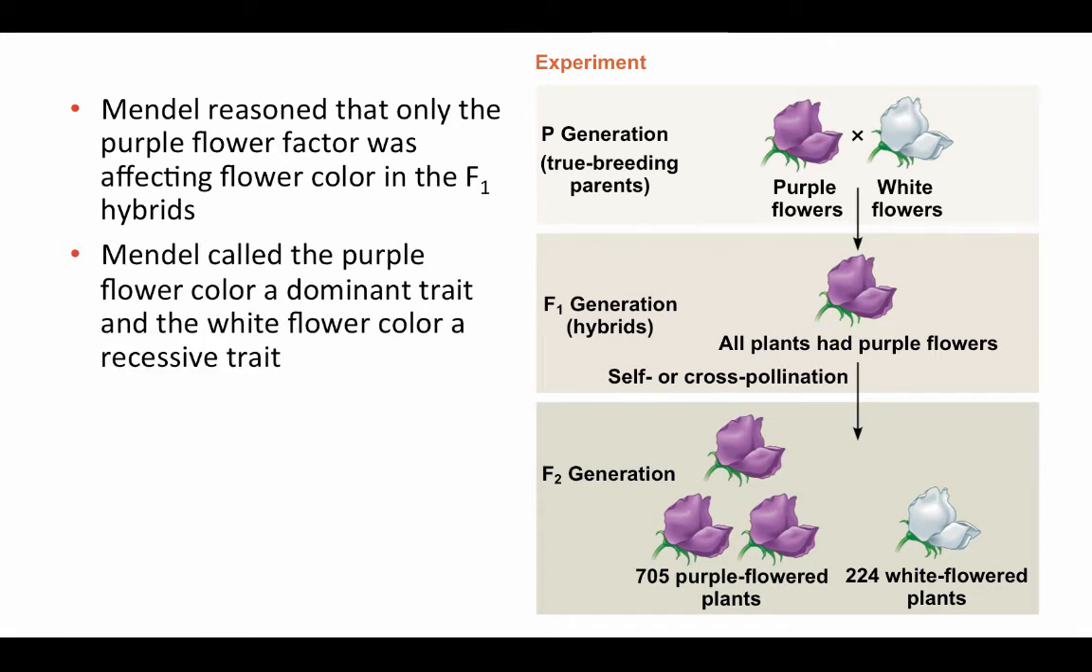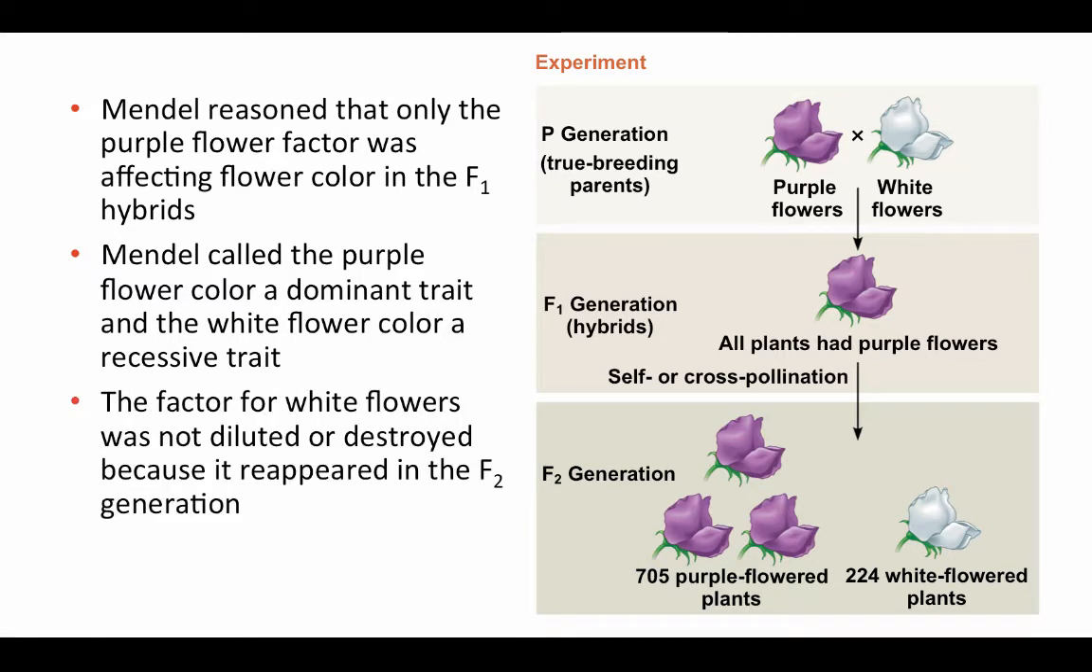So Mendel called the purple flower color a dominant trait and the white flower color a recessive trait. Recessive implies hidden. It's not being seen. We know it's got to be there because it had a white parent that only had the white factor. So the factor for white flowers was not diluted or destroyed. We know this because it came back in full strength in the F2 generation.